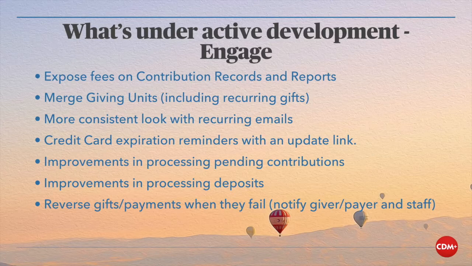Another thing we're doing is providing a more consistent look with recurring emails. What that means is right now, the emails that your people receive once a recurring or scheduled gift fires look different than the initial email that they receive. That is something we want to change. We want them to know exactly what just happened. It's a gift, it was for this amount to this fund, and so forth. So it'll be a detailed item where they'll be able to understand what just happened when they see that, because now that scheduled gift has fired.